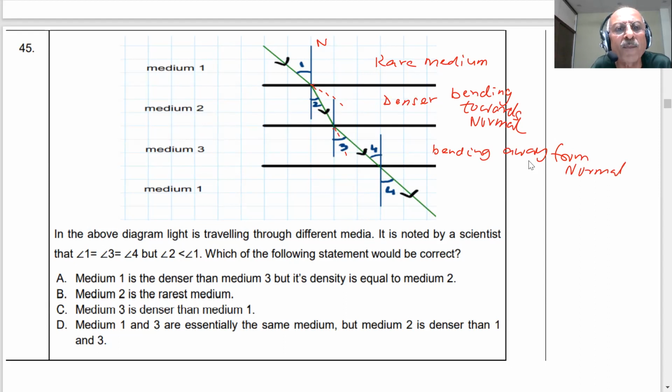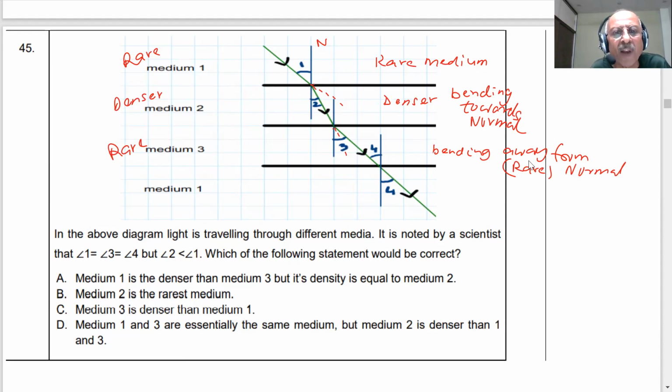That means, students, medium 3, what type of medium is this? This is a rare medium. Now you have a rare medium. So this is rare, this is denser. This is again a rare medium. Finally, it goes here and then it is going towards the fourth.